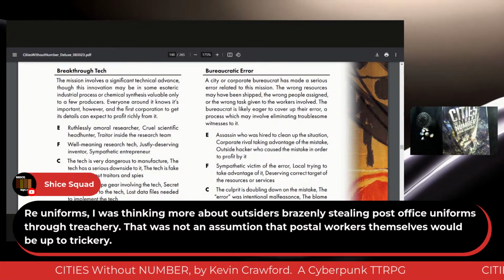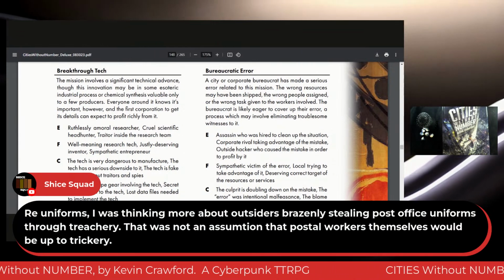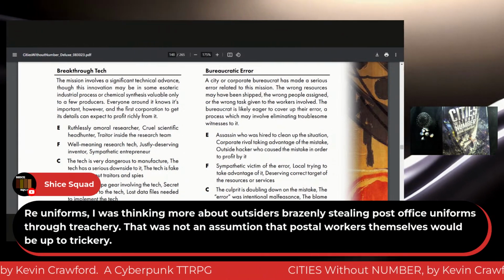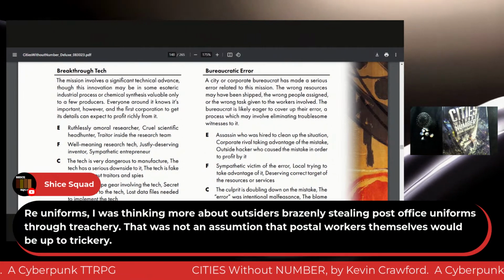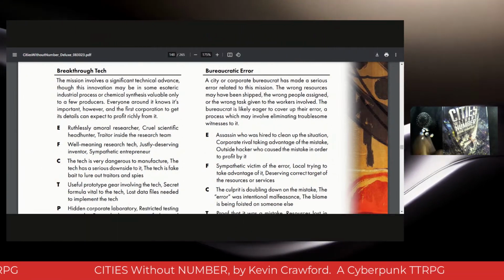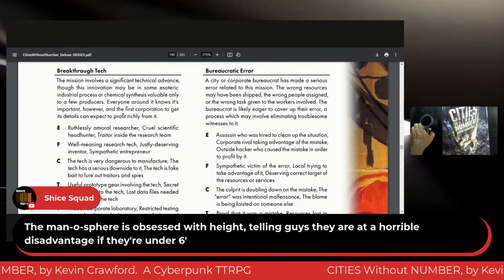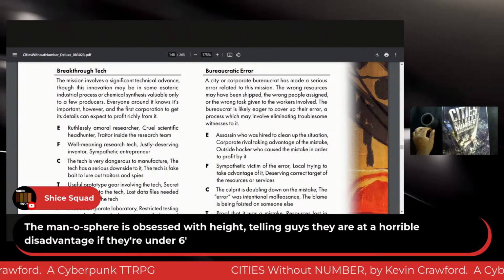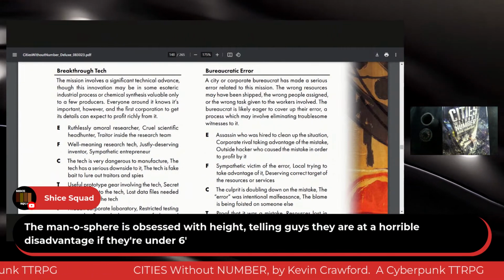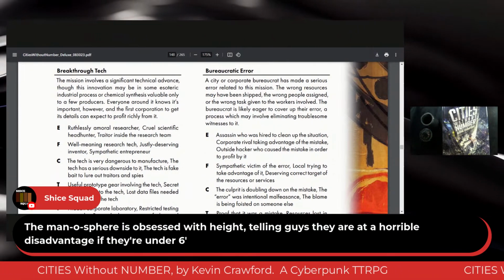Yeah, the manosphere is obsessed with height, telling guys they are at a horrible disadvantage if they're under 6 feet. It's a whole manosphere dating thing, and it's a very weird, what do you call it?